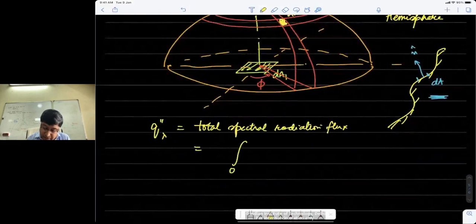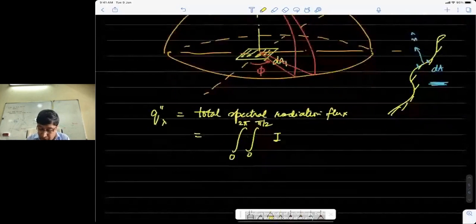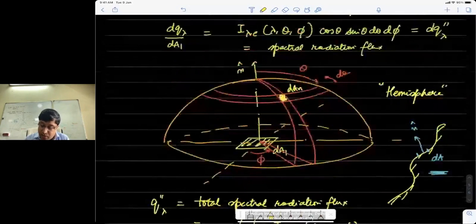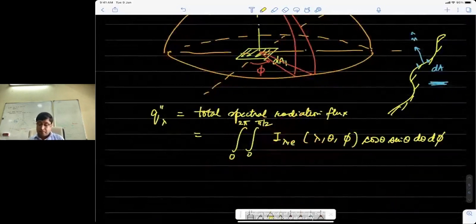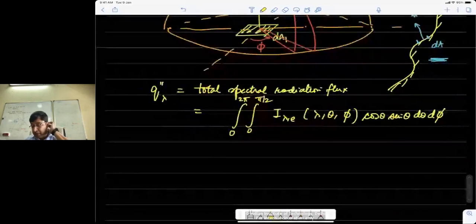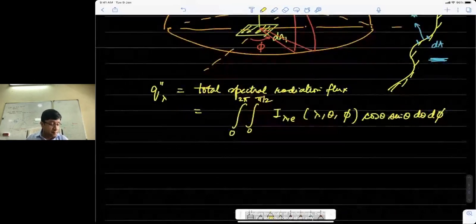This will be the integral over the hemisphere. So integral 0 to 2 pi, which is the limit for phi, integral 0 to pi by 2, which is the limit for theta. Now remember, it's a hemisphere, so theta can only go from 0 to pi by 2. Of I lambda e, lambda theta phi, into cosine theta sine theta d theta d phi. That would be the total spectral radiation flux leaving this body over the hemisphere.